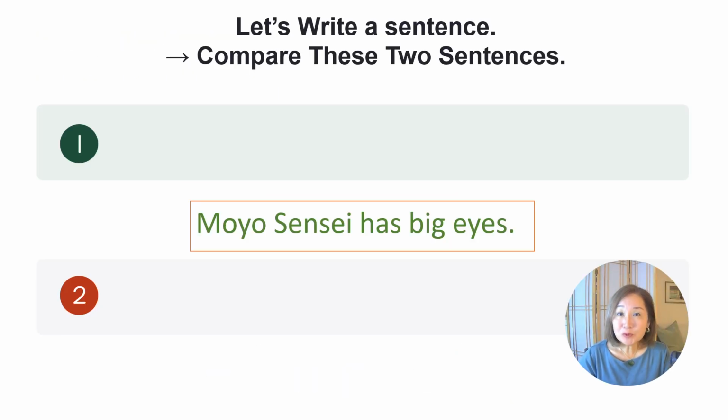Okay, now I want you to try one. Let's say Moyo Sensei has big eyes. How would you say that in Japanese? Take a moment and write it down. You can even pause the video and put your answer in the comments. Okay, let's check.